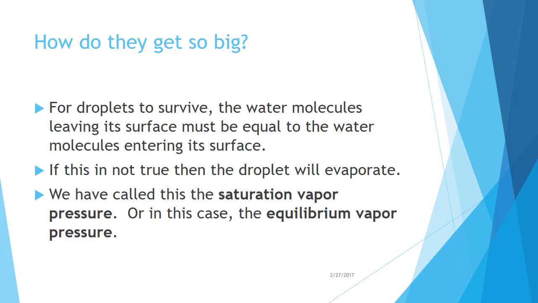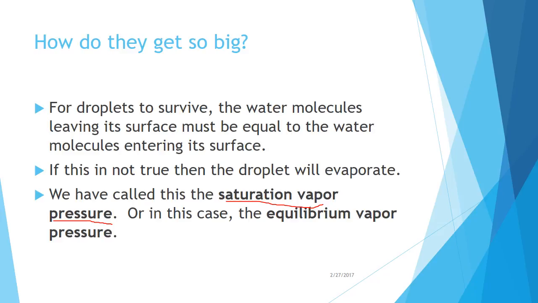All right, there's several things that affect the cloud droplet's ability to survive. And what we want to do is talk about equilibrium. The number of water molecules leaving its surface must be equal to the number of water molecules entering a surface. We've talked about that before. So when that happens, we have saturation. And if this isn't happening, then the droplet will evaporate. So we call this point at which we have saturation vapor pressure. We've talked about that before.